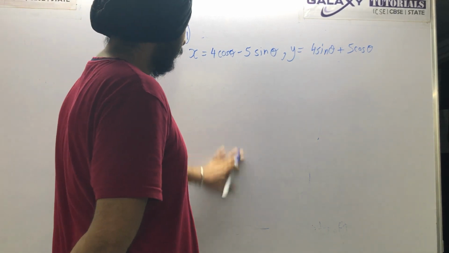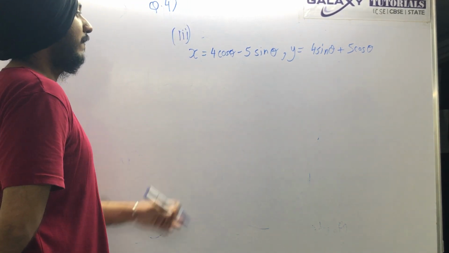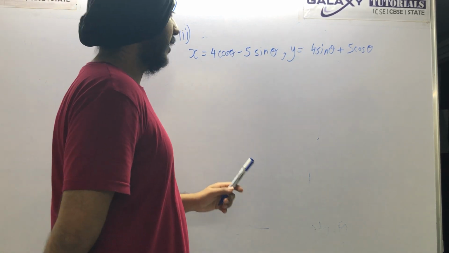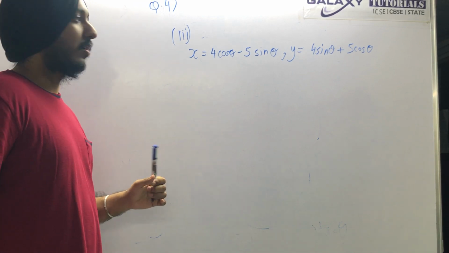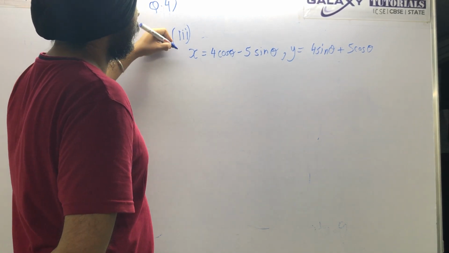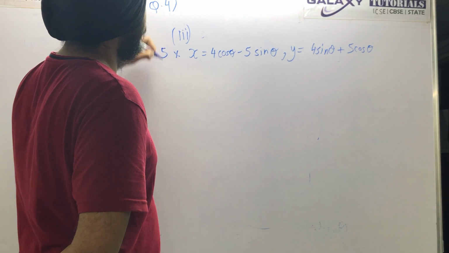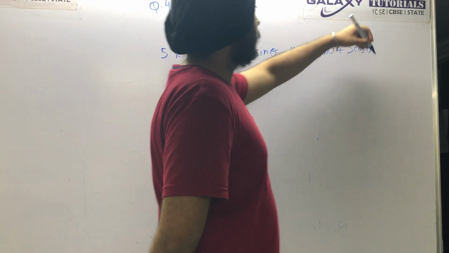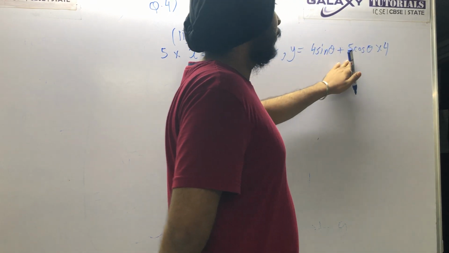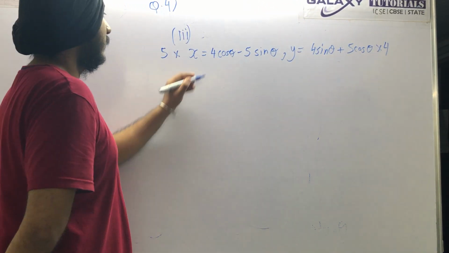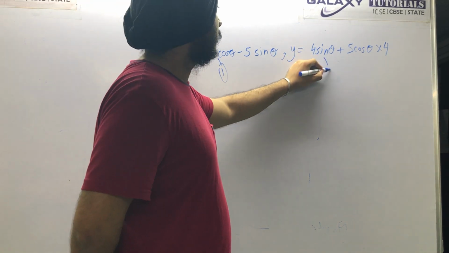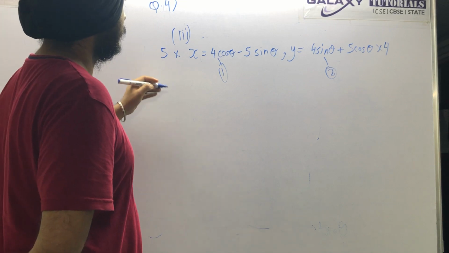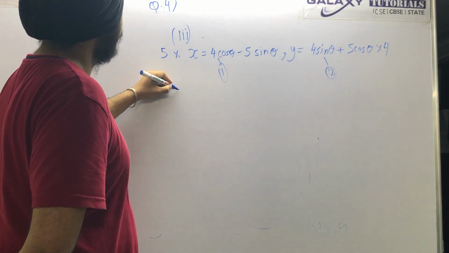First of all, from these two equations, I will try and eliminate cos theta. So to eliminate cos theta, what can I do? I can multiply this equation by 5, so this will become 20 cos theta, and I can multiply this equation by 4. This will also become 20 cos theta. Say this is equation 1, and say this is equation 2. Now if I subtract these two equations, first I will write the outcome.